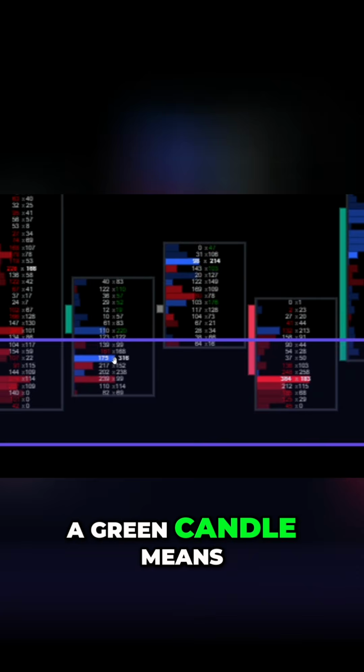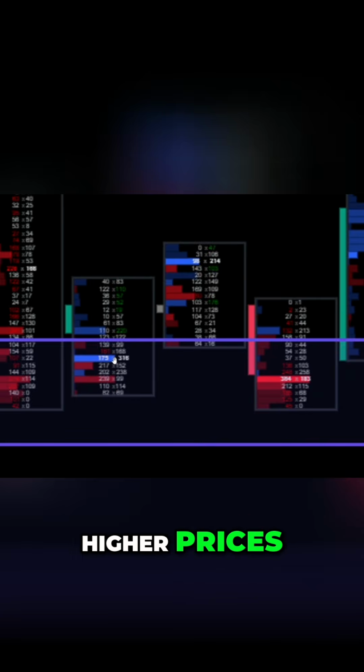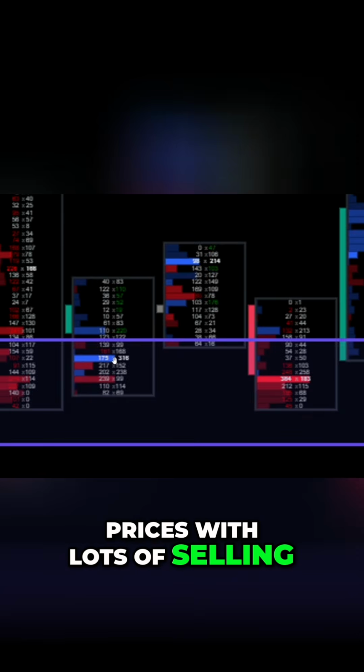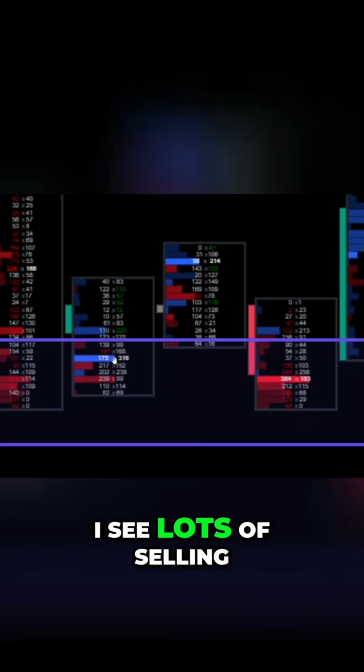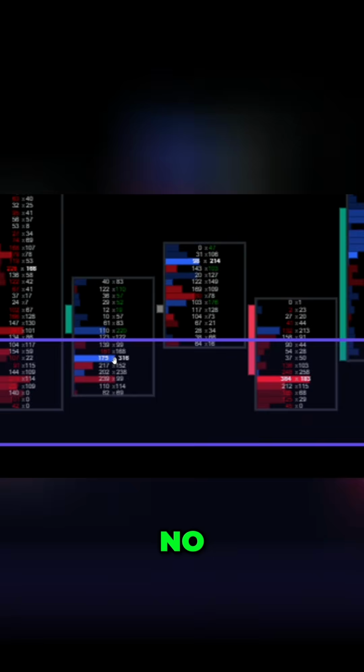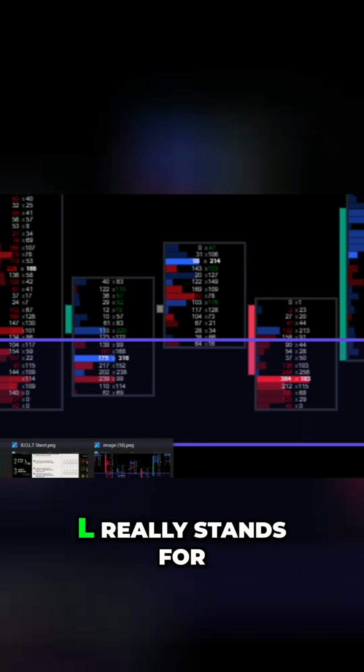A green candle means higher prices. Red delta means selling. So I'm seeing higher prices with lots of selling. So if price wants to move up and I see lots of selling, are those sellers actually rewarded? No, right? So that's what the L really stands for.